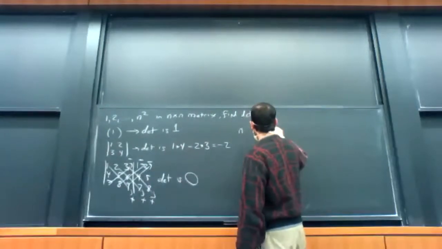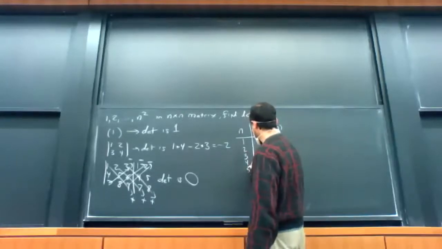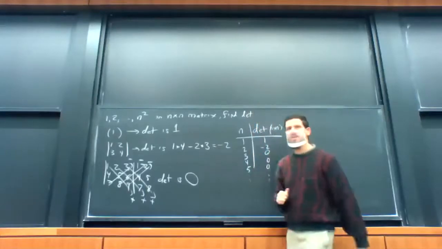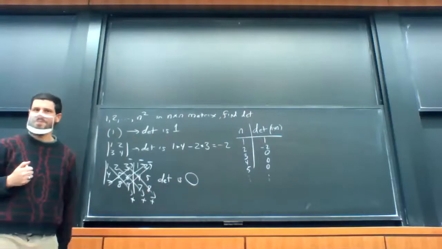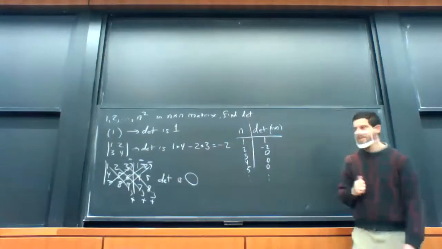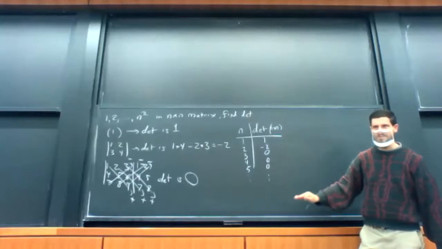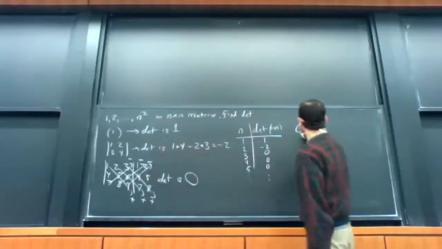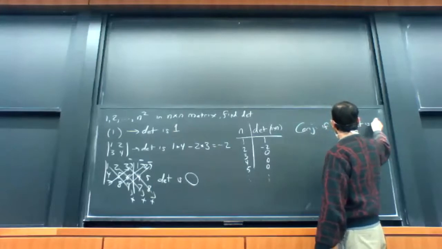so here's n and the determinant of our n by n matrix. 1, 2, 3, 4, 5, 1, negative 2, 0, 0, 0. So when you start to see this as your data, what do you conjecture the answer is? One, negative 2, 0, 0, 0, and so on. Yeah, so conjecture, if n is greater than 2, the determinant is 0.